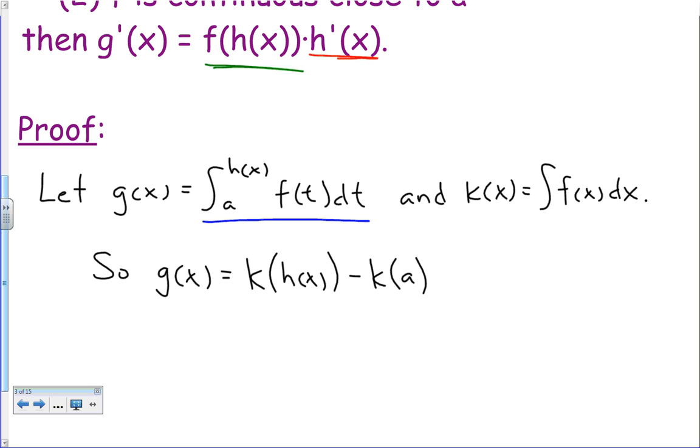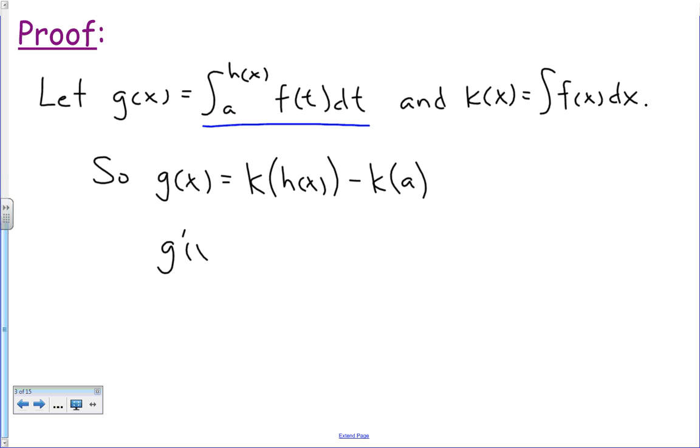And then we can find what g prime is equal to. That's what the conclusion of this theorem is about: what g prime of x is equal to. So let's see if we can find g prime of x. Well, the first thing you have here is a composite function, so follow the rule for the derivative of a composite function. The derivative of k of h of x is the derivative of the outside function, substituting in the inside function, and then multiplying by the derivative of the inside function, which looks a lot like the conclusion we're looking for. And then minus k of a. k is some function, and when I plug a constant a into it, I'm going to get some constant out. So k of a is a constant, and of course the derivative of a constant is 0.